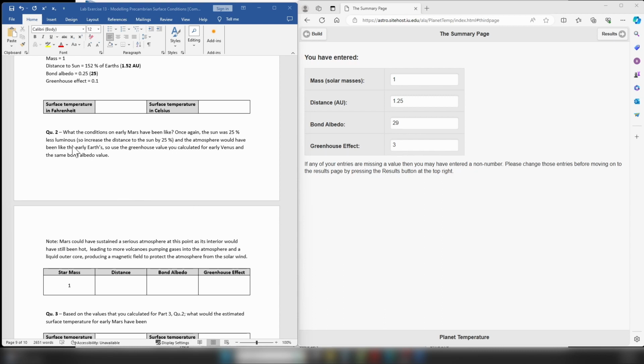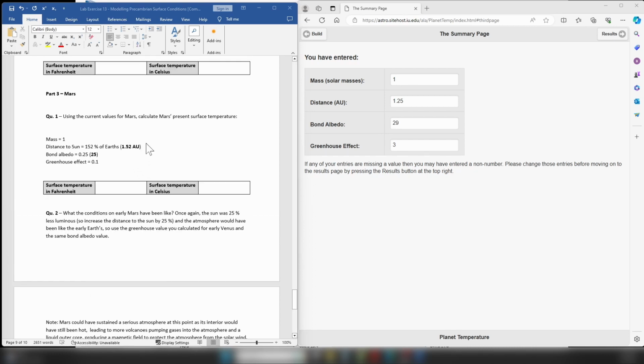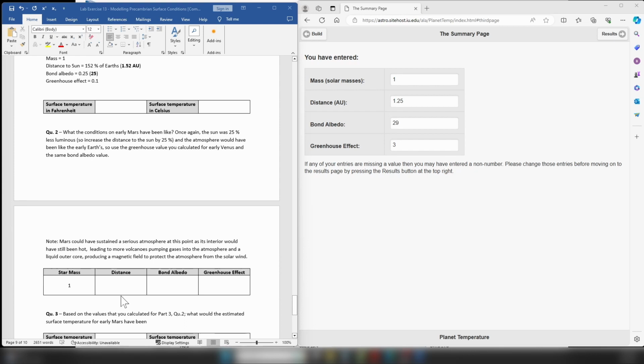So what are the conditions for Mars during this faint young sun paradox phase? So we're going to repeat the same process we used for Venus. So for the distance, we're going to move it 25% further away from the sun versus the present day. So the present day value is 1.52 AU. You're going to increase that by 25%, and that's going to give you your new distance.